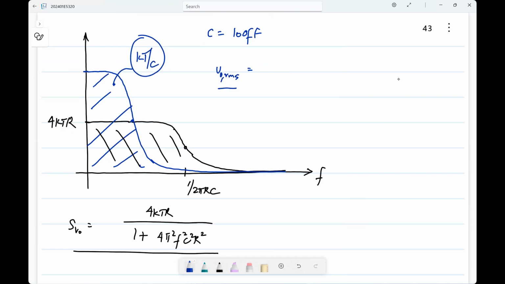20 millivolt. I don't think so. I don't think it's that high. Is it? Maybe it is. Huh? 0.2 millivolts.